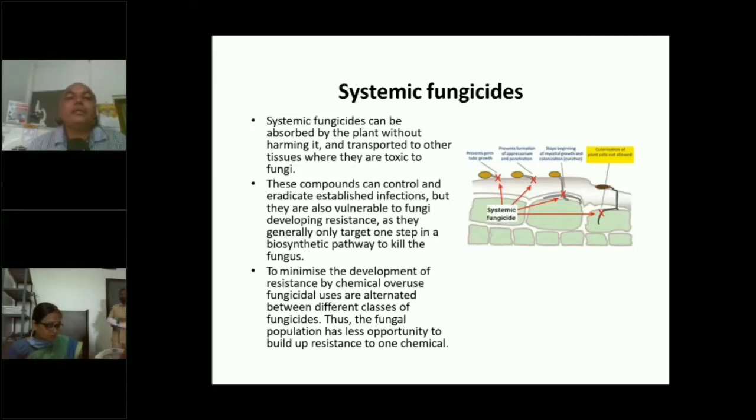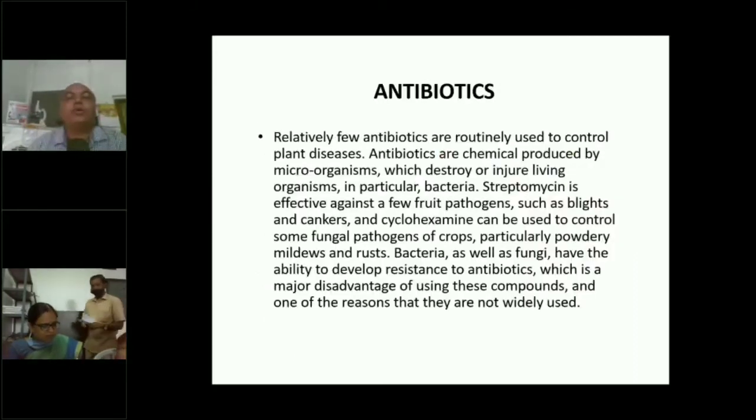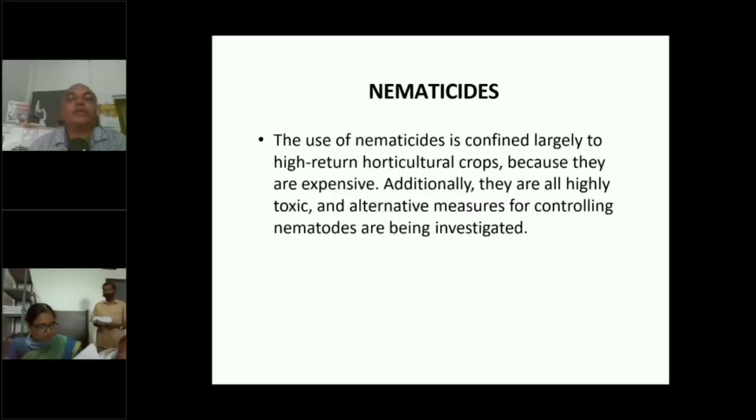Then some antibiotics are also very important, but antibiotics also have a possibility of getting resistance in bacteria when we use them continuously. There are some, like streptocycline sulfate, streptomycin, and cycloheximide. These are some examples of antibiotics. Copper oxychloride is also sometimes acting as an antibacterial agent. Then nematicides are also very expensive, and that's why they should be used very judiciously.